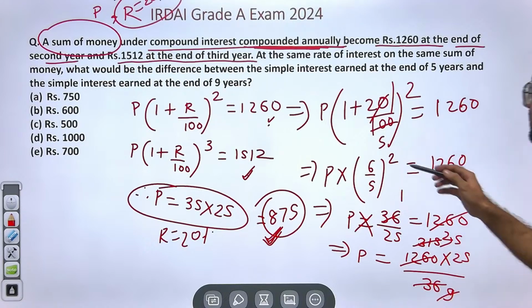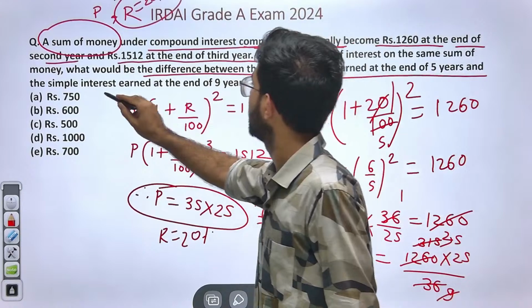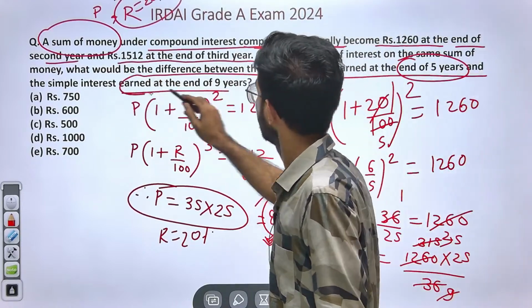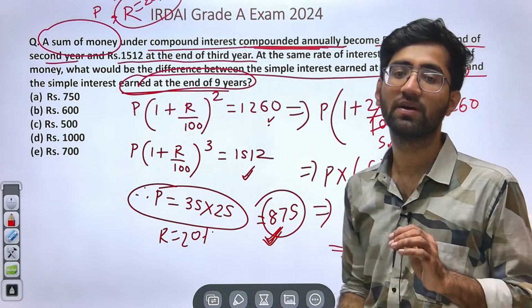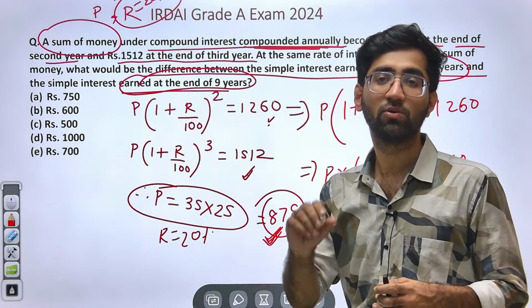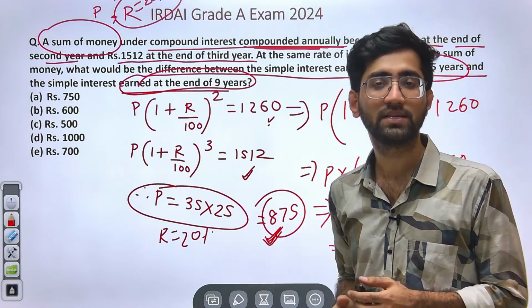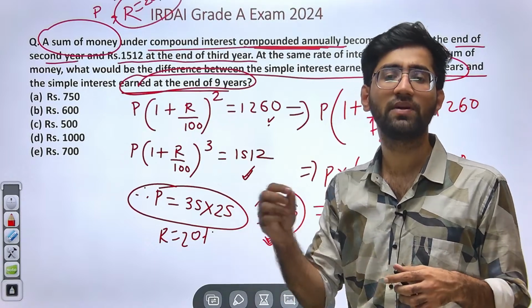So let us look at the question. What would be the difference between the simple interest earned at the end of 5 years and earned at the end of 9 years? You can find the simple interest at the end of 5 years, then find the simple interest at the end of 9 years, and then find the difference.